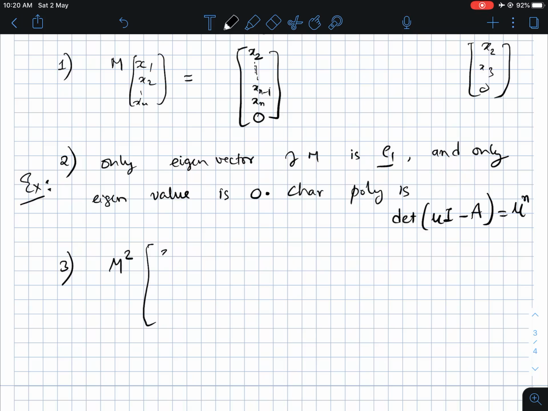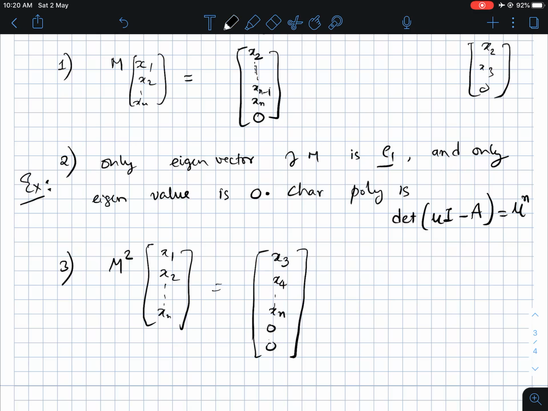It's very easy to understand from the action of M square on x1, x2 to xn. In the first step, I'm going to shift them up, so I'm going to get this. In the second step, I'm going to do this shift on this vector. So 0 is going to be pushed here, and it's going to be pushed up and so on. So x2 is going to be thrown out, and you're going to be left with x3, x4, and so on up to xn, and there are going to be 2 zeros at the bottom. So this is going to be the action of M square.